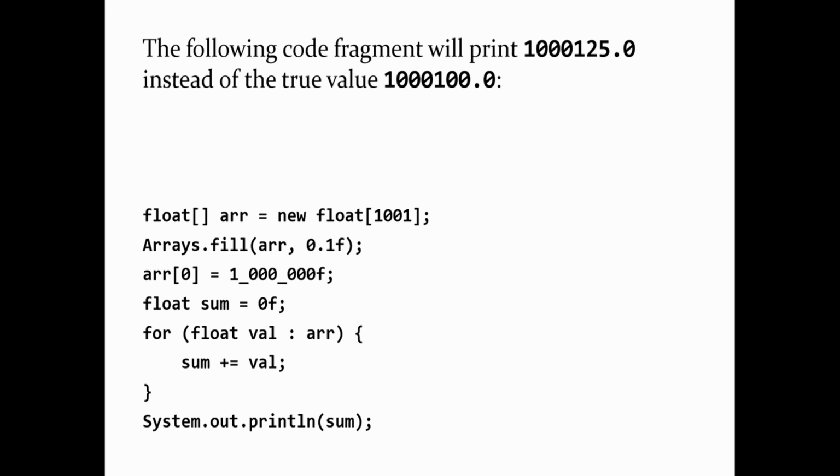Right, so I've got 1 million here. And then I've got a bunch of 0.1s, right? So 0.1, 0.1, 0.1, and so on and so on, right? So why does this sum end up having so much error? So I got 1 million and 0.1.